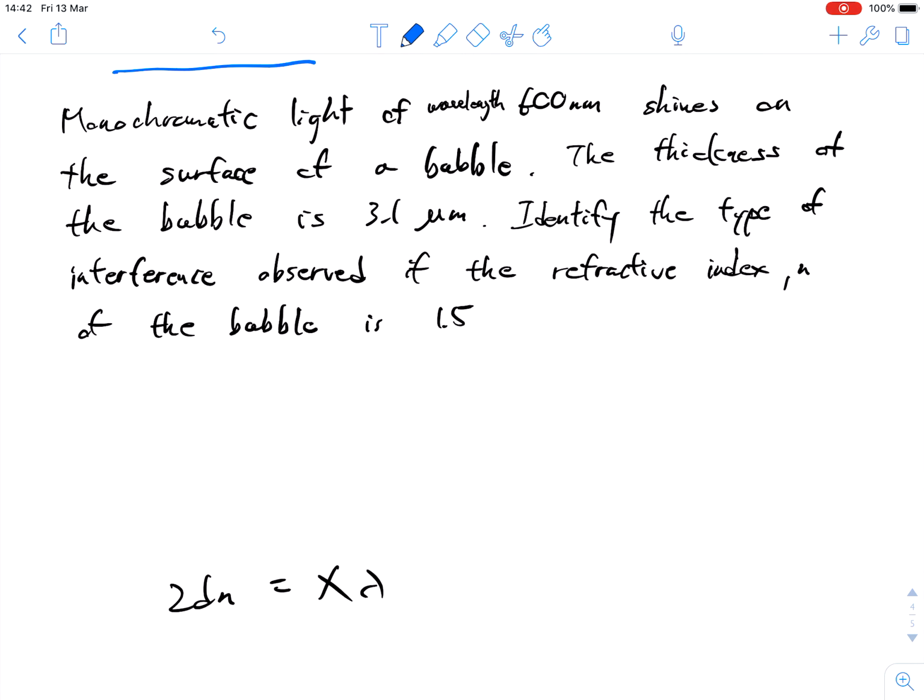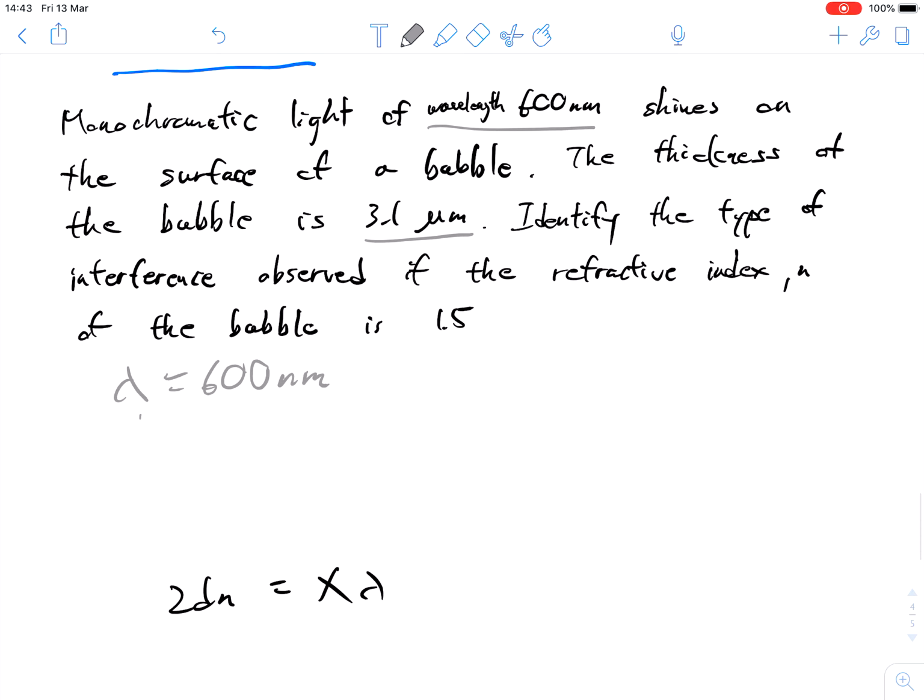Okay, so last little bit, let's just finish off this calculation. We've got monochromatic light of 600 nanometers. I'm going to do this in gray. So that's a key piece of information. It shines on the surface of a bubble. The thickness of the film is 3.1 micrometers. Identify the type of interference observed if the refractive index n of the bubble is 1.5. Okay, so first off, I like to just lay everything out. 600 nanometers. This is the thickness of the film, which is D, 3.1 micrometers. And then we have n is 1.5, okay?